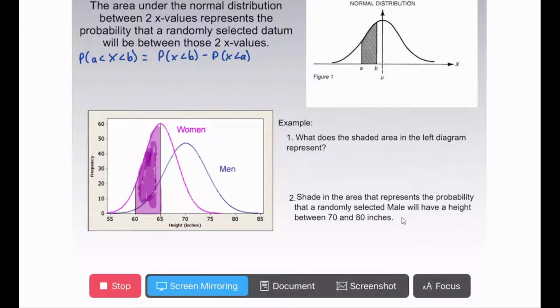The question here is focusing on the distribution of women's heights though, and it asks, what does the shaded area in the left diagram represent? If you know, please go ahead and share. Otherwise, we'll explain this as well.